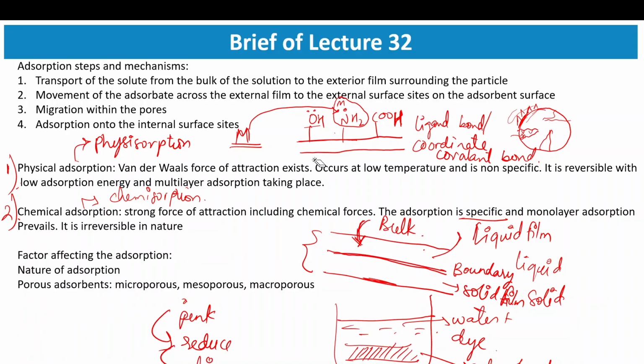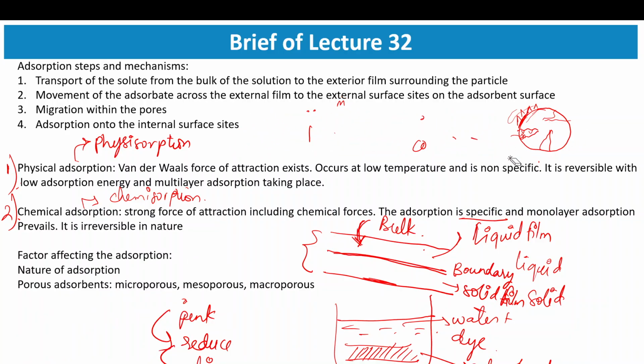So for pollutants, for good removal efficiency in wastewater treatment, you should prefer the adsorbents which have chemical adsorption taking place, right? So is it clear so far?